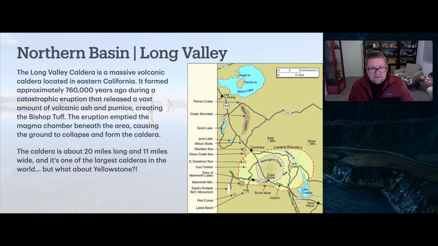The eruption emptied the magma chamber beneath the area, causing the ground to collapse and form a caldera. The caldera alone is about 20 miles in length, 11 miles wide, and is one of the largest calderas in the world. But what about Yellowstone?